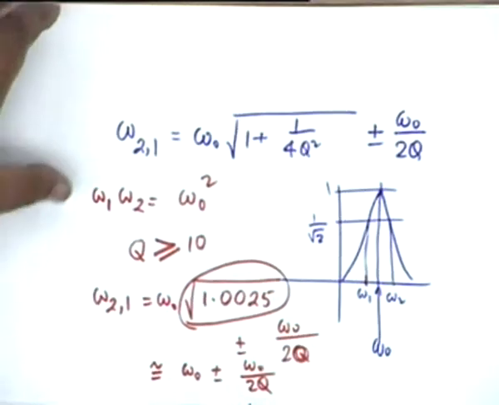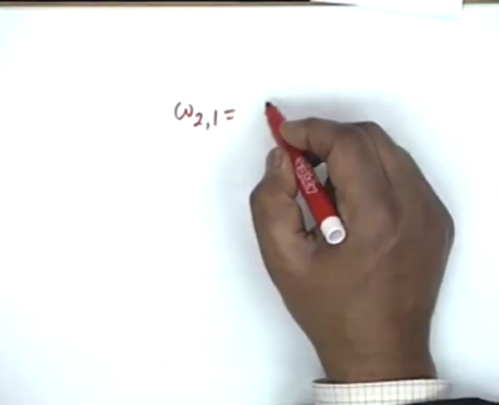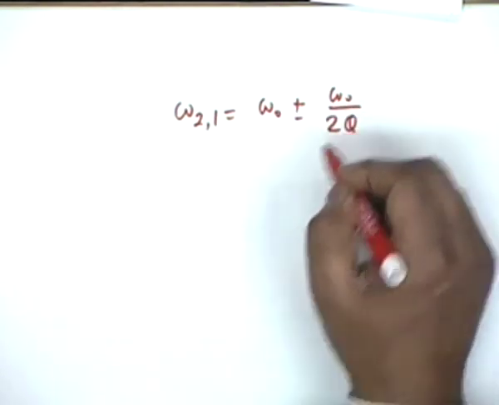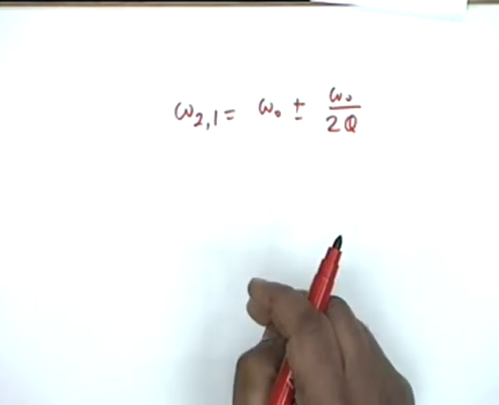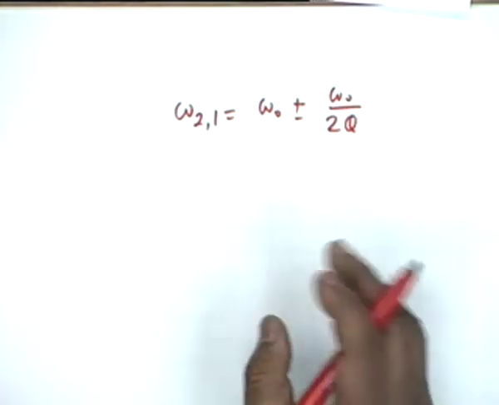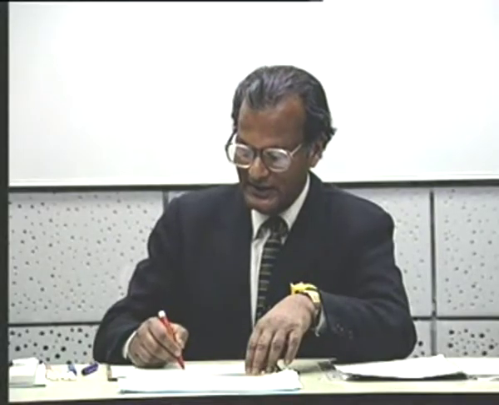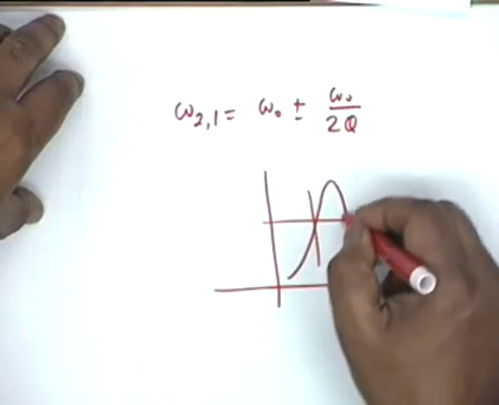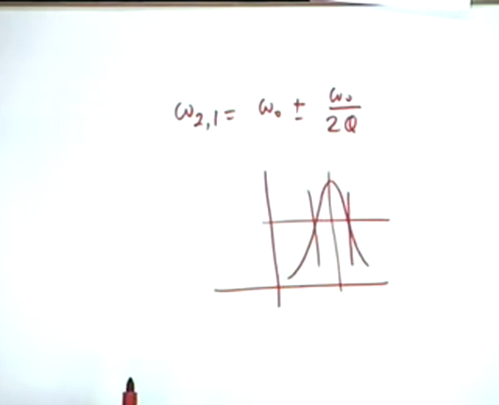Isn't that right? Omega 2 and omega 1 are at equal distances. In general they have geometric symmetry, but if Q is large, then they have approximately arithmetic symmetry. Another way of saying this is that in a high Q circuit, if you confine your attention to the region of band pass, then you can approximate it by arithmetic symmetry.